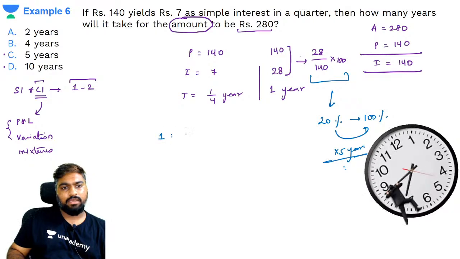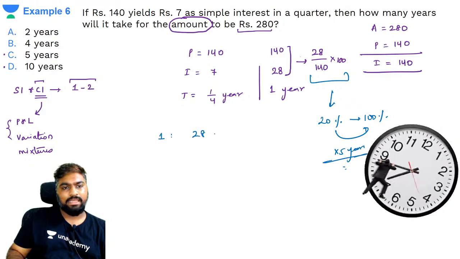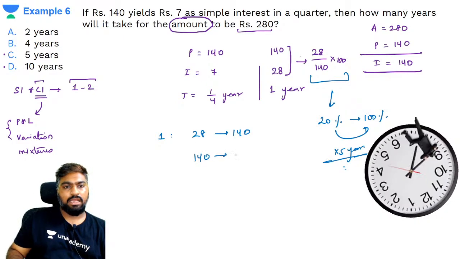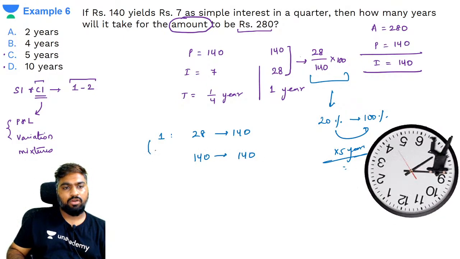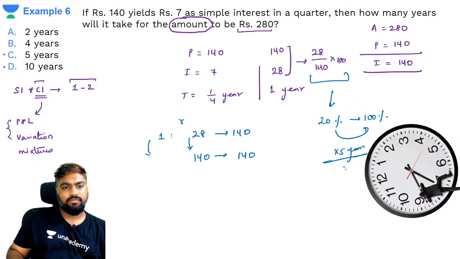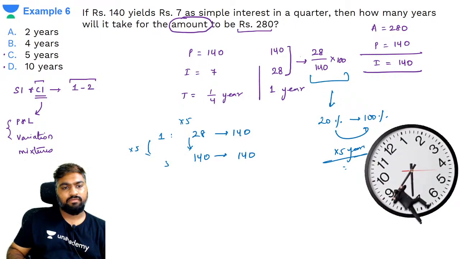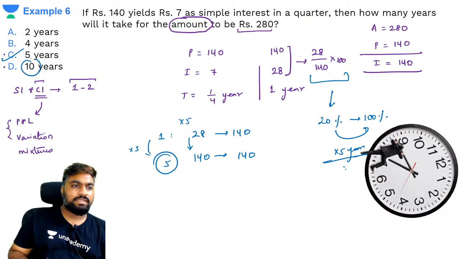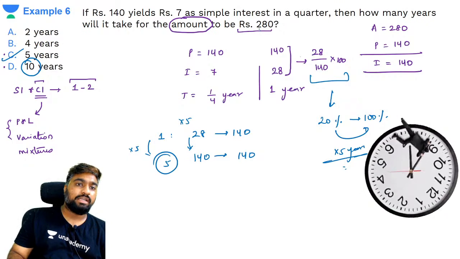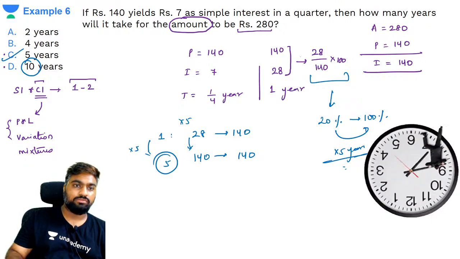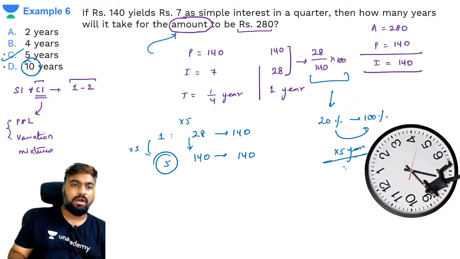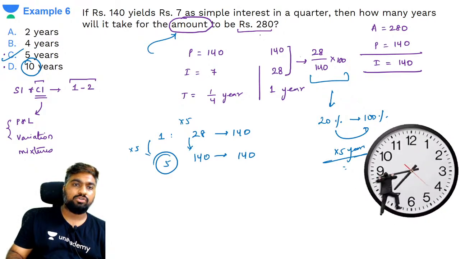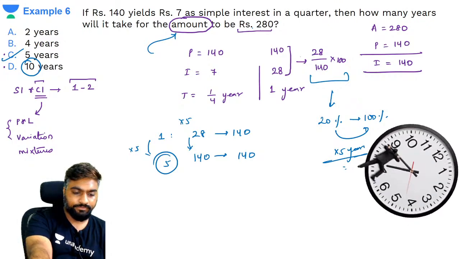If एक साल में 28 is the interest on 140, तो अगर इसको 140 कराना है on 140 तो this will become what? This is into 5, तो यहाँ पर भी into 5 years. ठीक है. 10 years is a mistake guys. 10 years 280 अगर interest होता तो please read it carefully. Amount is 280 not interest. ठीक है. Amount है 280. Okay.